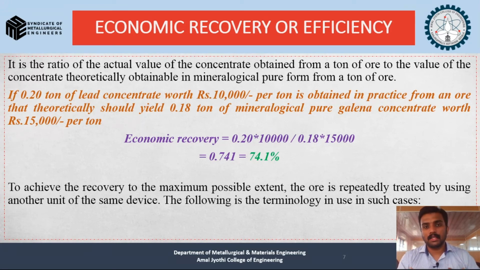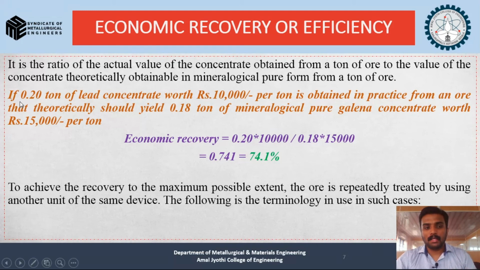Otherwise, from other theoretical knowledge, from the calculation point of view or some other means, we are theoretically expecting this much that we can economically obtain. But what is it that we actually get after all the process? That is termed the actual value of the concentrate. So it is a ratio of, in other terms, the reality divided by what we expected. That is termed the economic recovery.